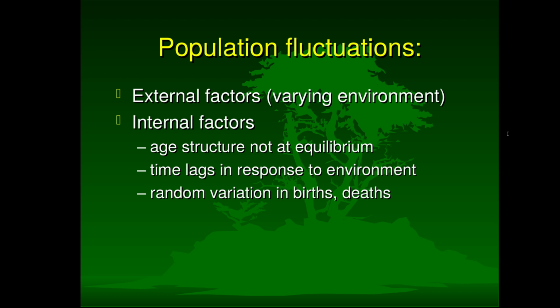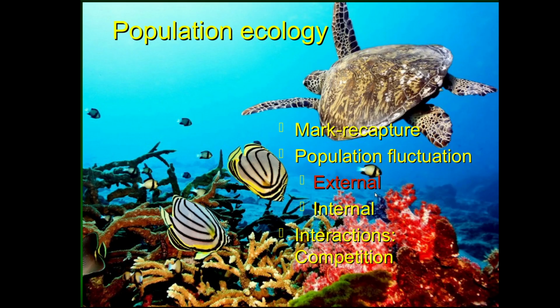So, understanding population fluctuations is often a key to understanding the relationship between individuals and their environment and factors determining their success in survival and reproduction. Okay, so let's look at it in more detail.